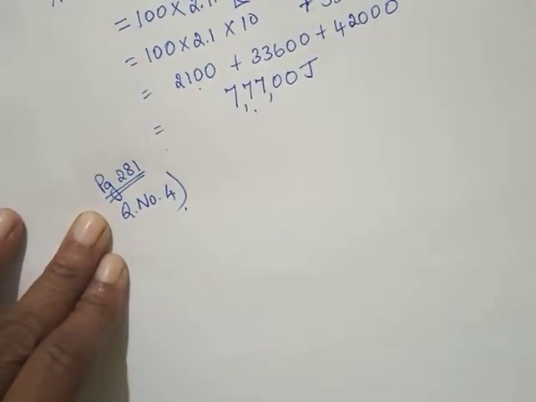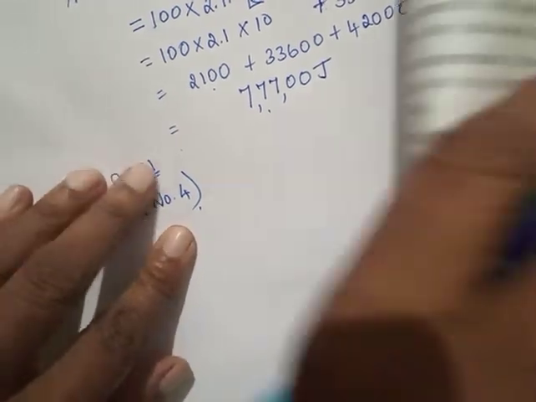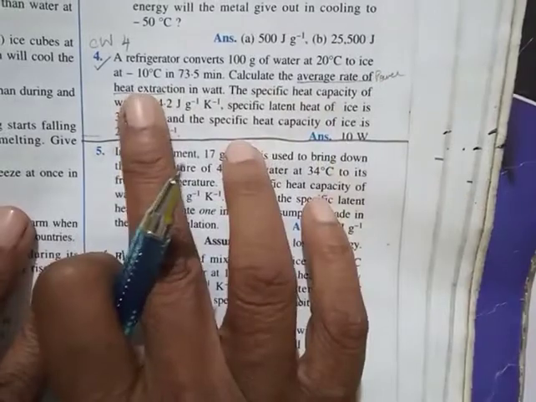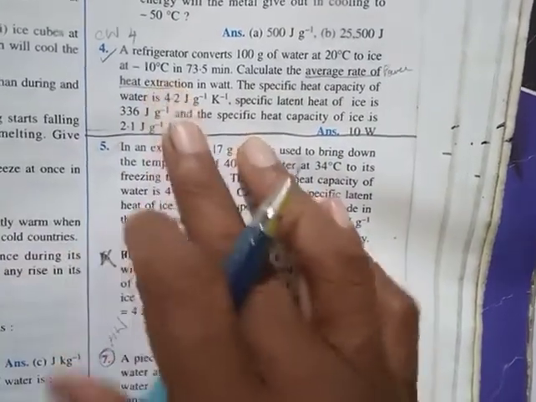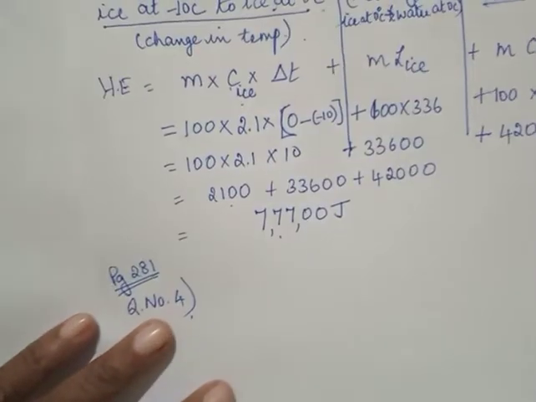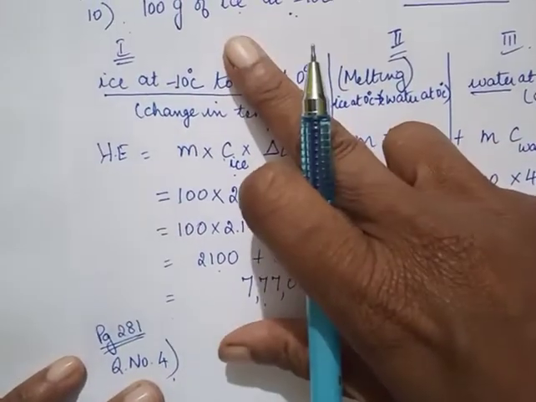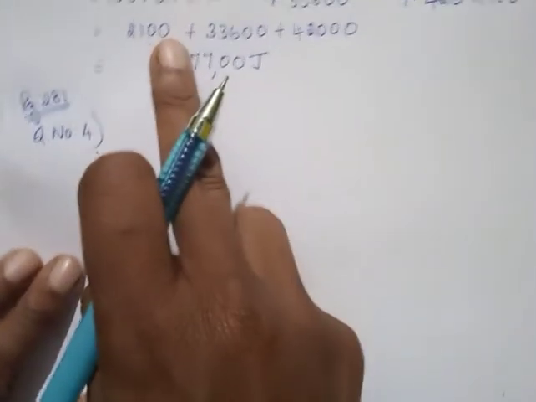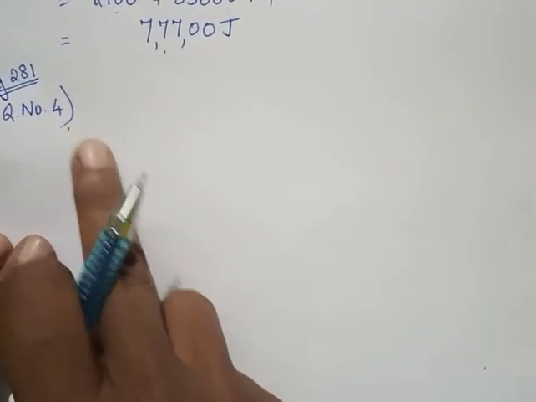So this is also a refrigerator that converts 100 gram of water at 20 degrees Celsius to ice at -10. Okay, so it is the opposite of the previous one. There, ice at -10 had to change to water, so you had to give heat. Here in a refrigerator, heat energy will be given out. There, heat energy would have been absorbed; here it will be given out.